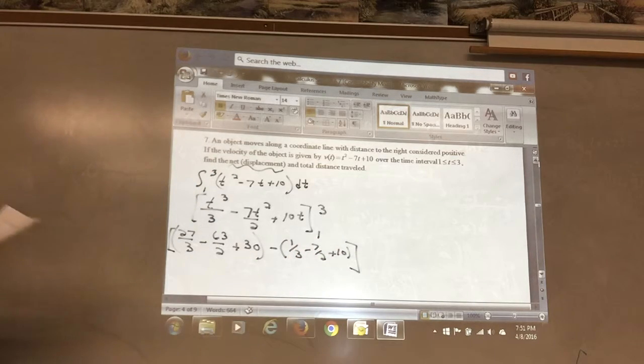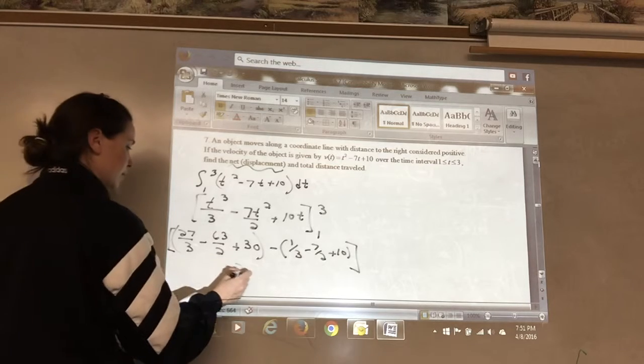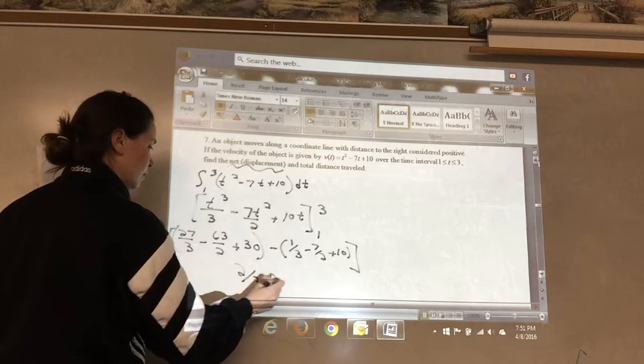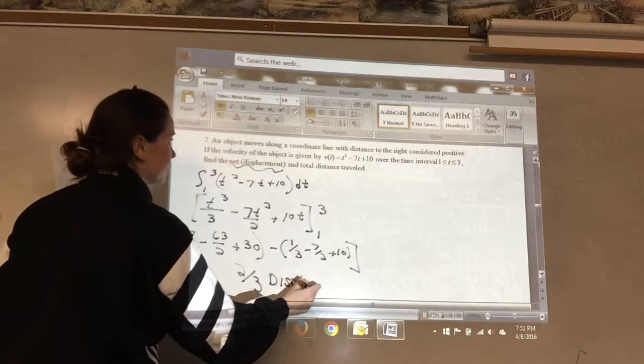Okay, so check and see if you agree with those numbers. I'm checking mine just to make sure I don't do something silly. Okay, and then in the end, I end up getting 2/3 for this. That's the displacement.